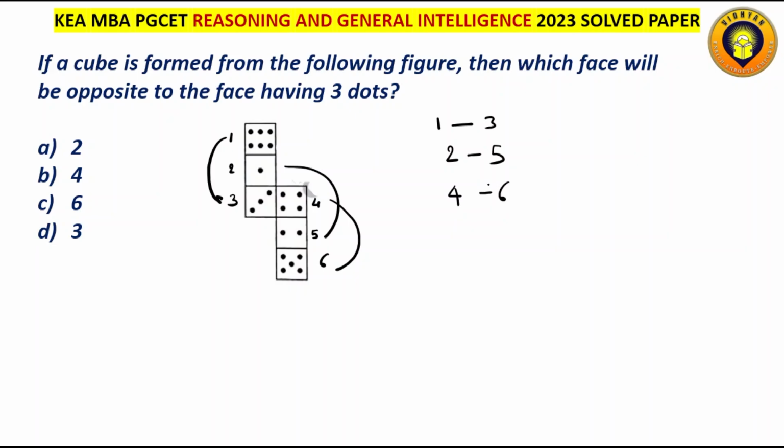Understood? 4 and 6 are alternate. That is, these are boxes. First box and third box are alternate. Second and fifth boxes are alternate. And fourth and sixth box are alternate, which means they are opposite faces.